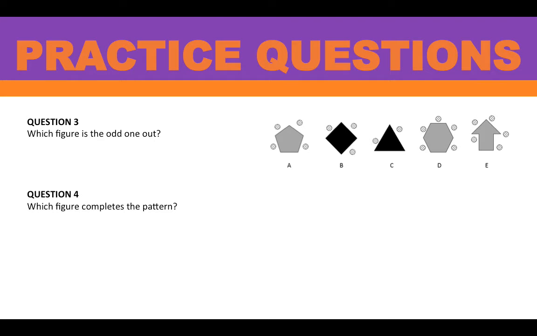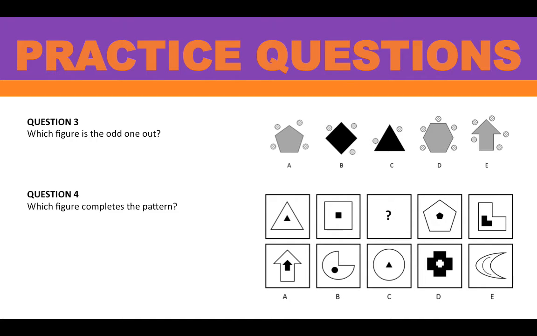Question 4, which figure completes the pattern? So again, we've got a box filled with a question mark, so you need to use one of the answers from A to E and fill this in order to complete the sequence.